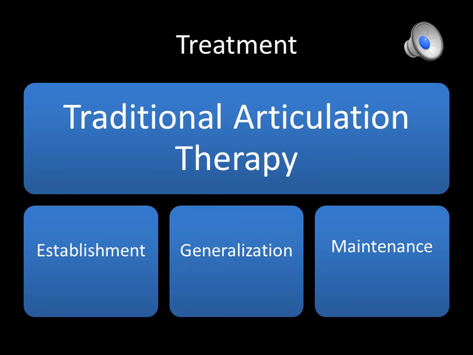The traditional articulation therapy approach is used when a child exhibits 1 or 2 speech sound errors. Remember, we called that an articulation disorder, so we would use a traditional articulation approach when we're treating an articulation disorder. A traditional approach involves 3 steps: establishment, generalization, and maintenance. I'm just briefly discussing this approach. You will go into more depth about this approach in other courses in CSD.